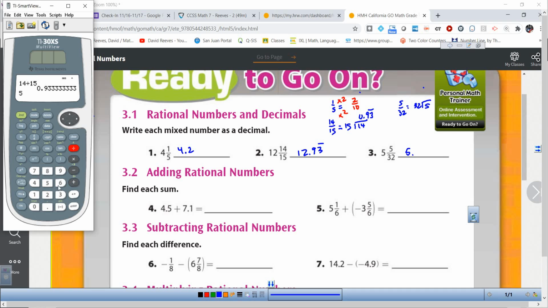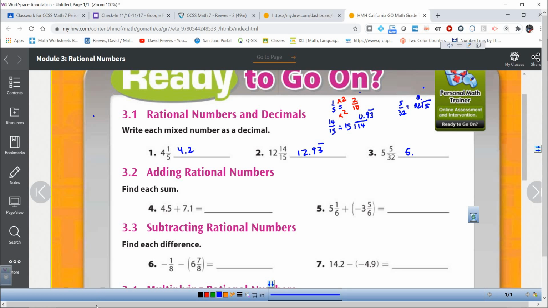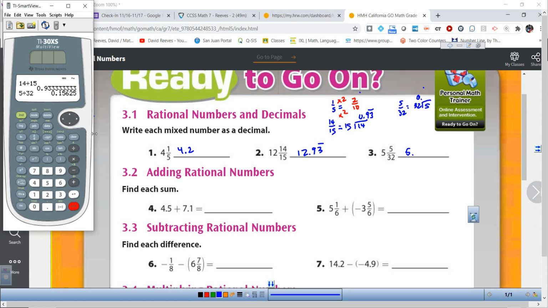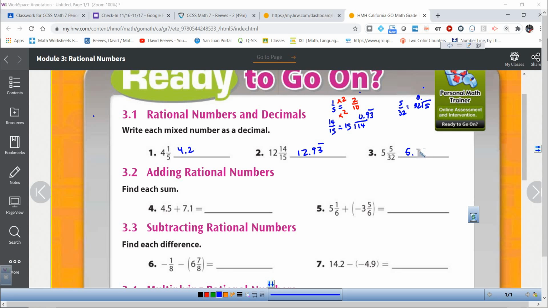So in my calculator, I'm going to do 5 divided by 32. And when I do that, I get 15625. I'm just going to write it here. And again, it was 0.15625 when I divided, but because I had that 5 there, that 5 was there.